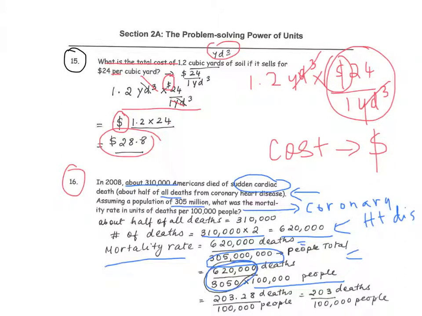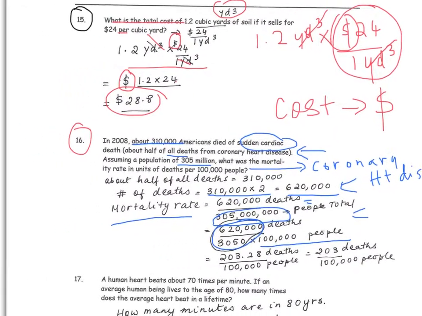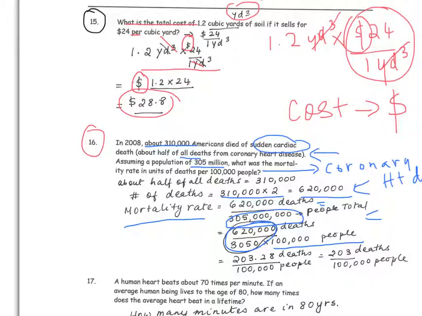Combine the two numbers, 620,000 divided by 3050, so that is 203.28 deaths per, and what's left in the denominator is 100,000 people, so it's 203.28 deaths per 100,000 people, and that is our deaths due to coronary heart disease.